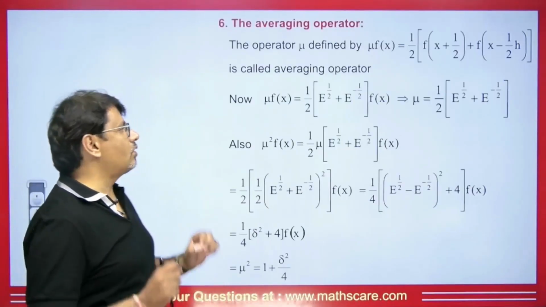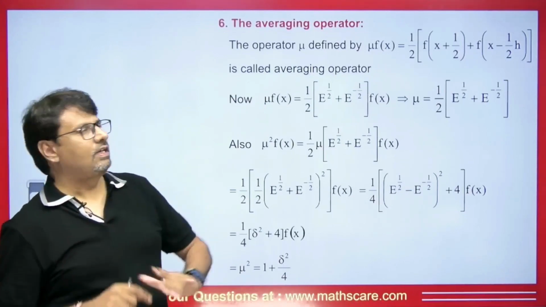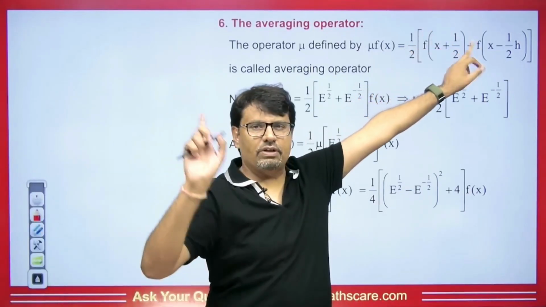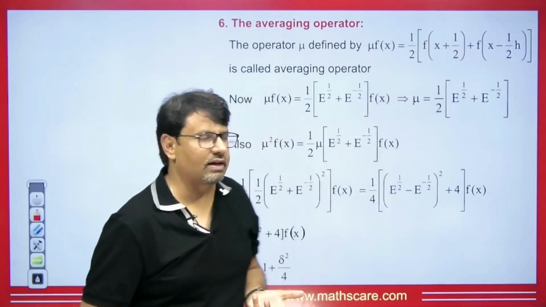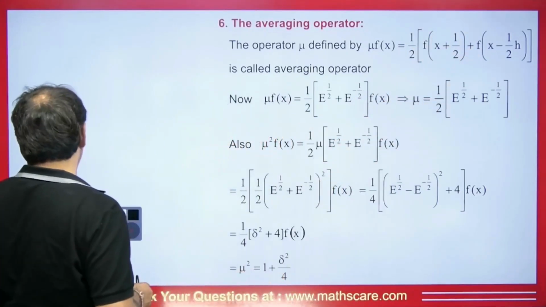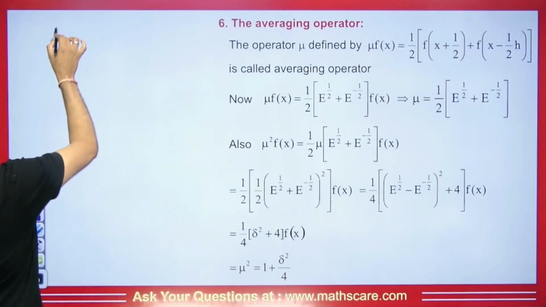So there is a difference between the average operator and the central difference operator. First, here we have plus and there minus, and here is 1 by 2. So we have to take the average, meaning adding and dividing them into half. What do we call this? Average, and we denote it by mu, right?